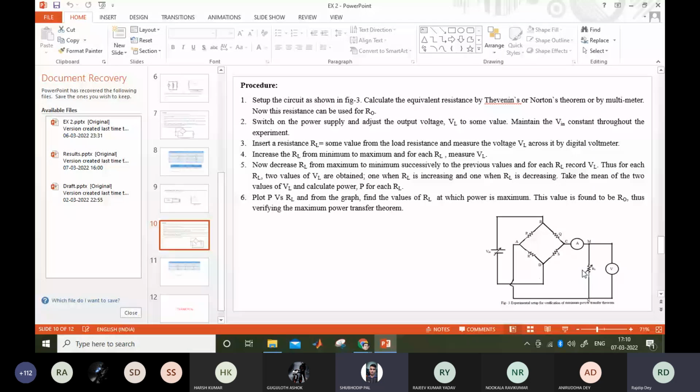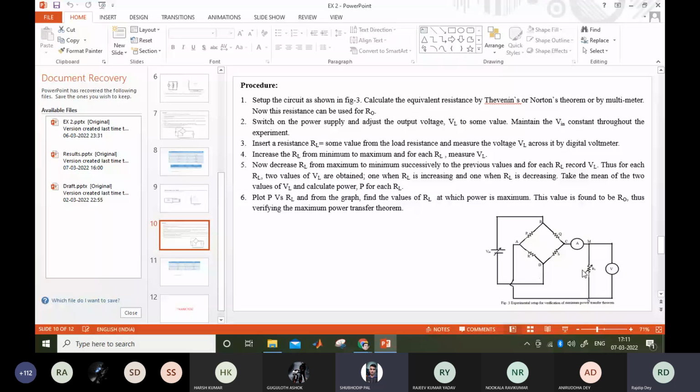So at maximum P you have to draw a perpendicular, and this value will be equal to, here it is given as RO, so RO should be equal to RN, which will verify the maximum power transfer theorem. And what is the value of RN? That we have already calculated for Norton's theorem, right?